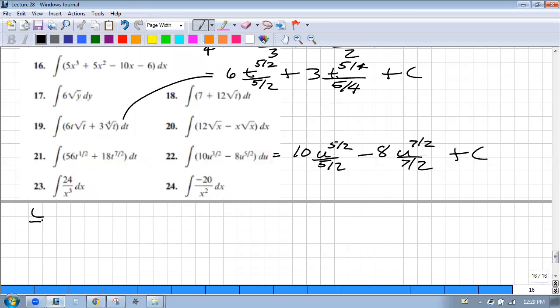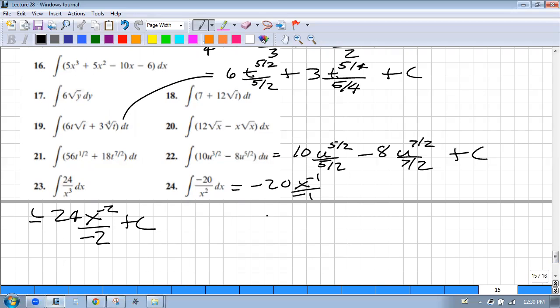These work the same way, right? We'd have a 24. This is x to the minus 3, right? We'd have to add 1, divide by the exponent. We have a minus 20. This is x to the minus 2. So if we add 1, and then divide by the exponent. So this would just be 20 over x if we simplified it.